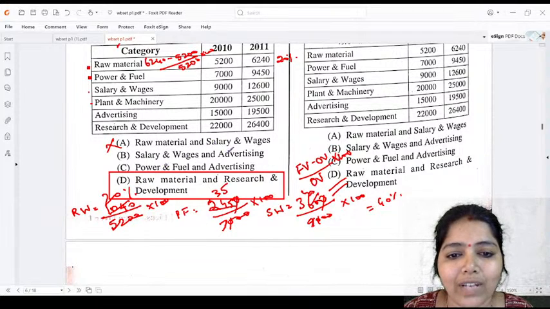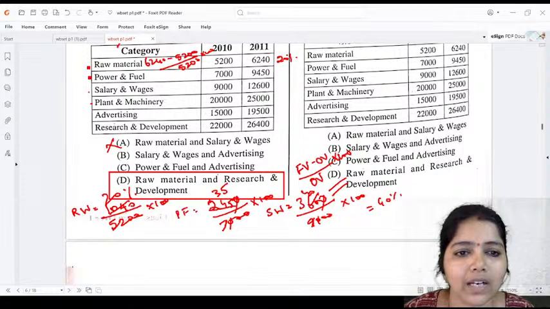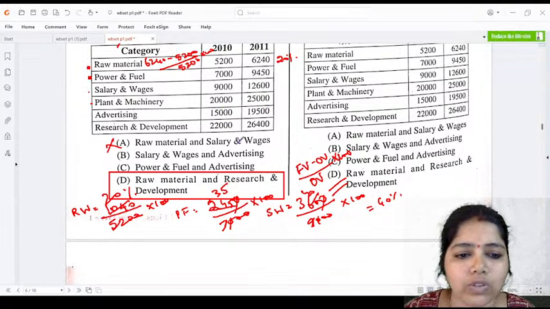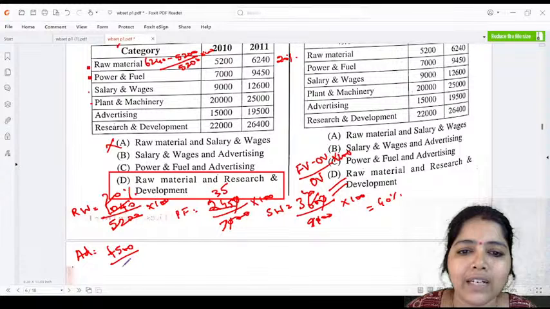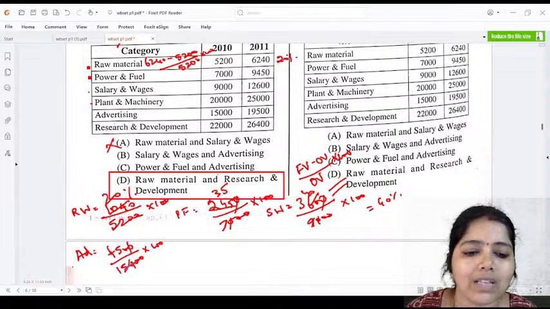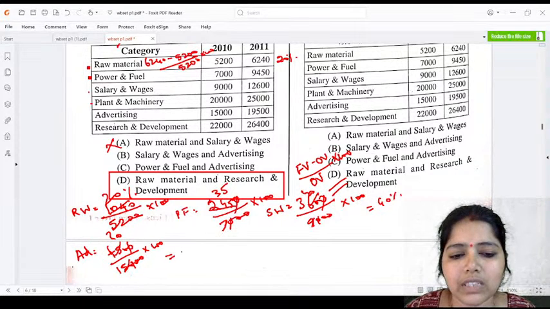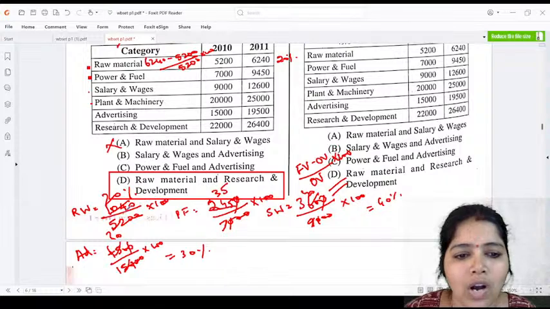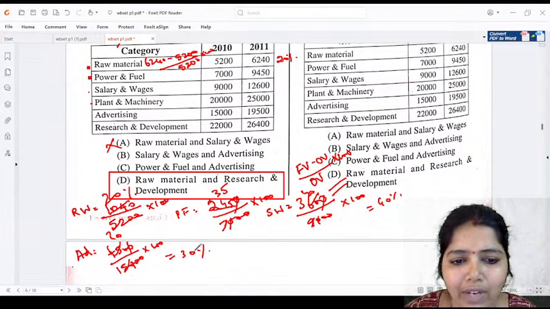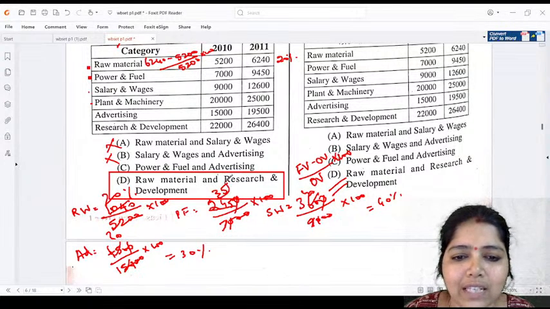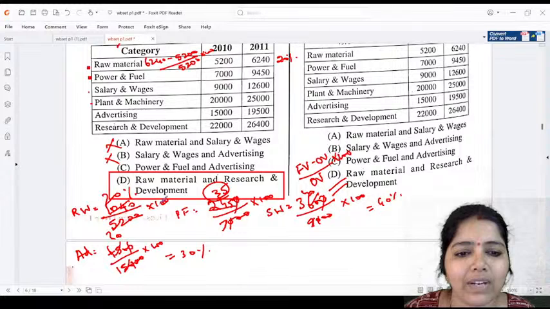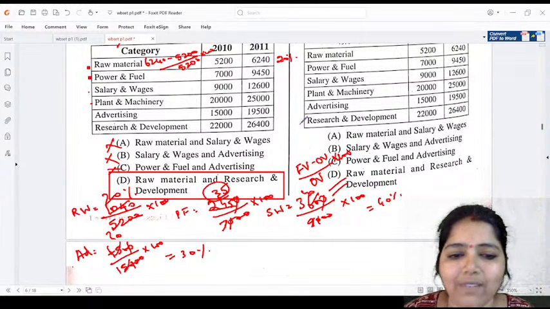So we have to go with advertising, the next one. What is the advertisement? 15,000, 19,500. So 19,500 minus 15,000, that is 4,500 divided by 15,000 into 100. So this comes around 30%. So salary wages is 40, advertisement is 30, so this will also not come. Power and fuel we found as 35 percent, so 35% and advertisement will also not come. So definitely option D will be the right answer.